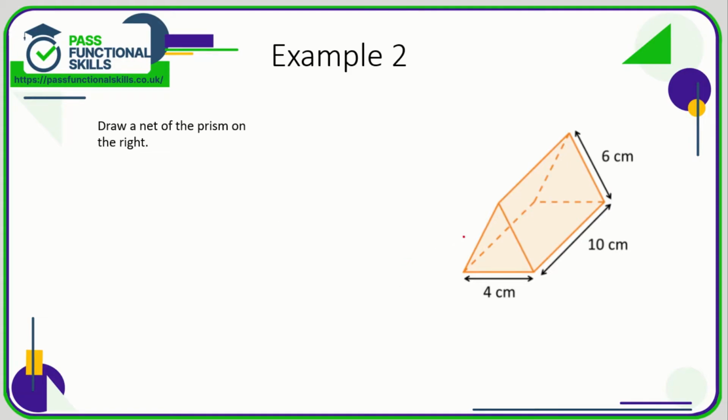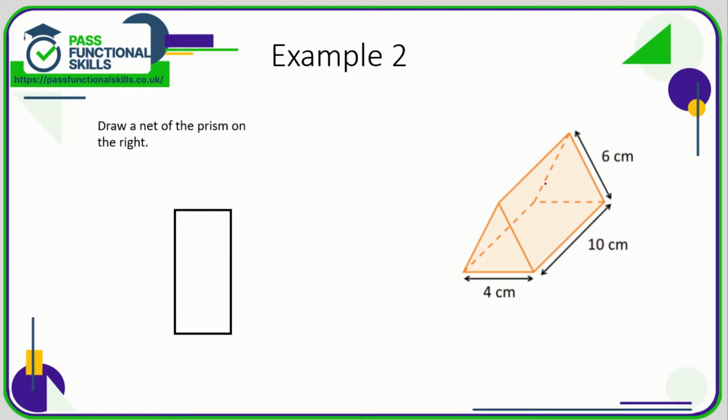So let's take a look at a prism. So what we have here is we have a rectangular base 4 by 10. We have a rectangular slanted bit here 10 by 6 and another one here, and we've got a triangle at the front and a triangle at the back.